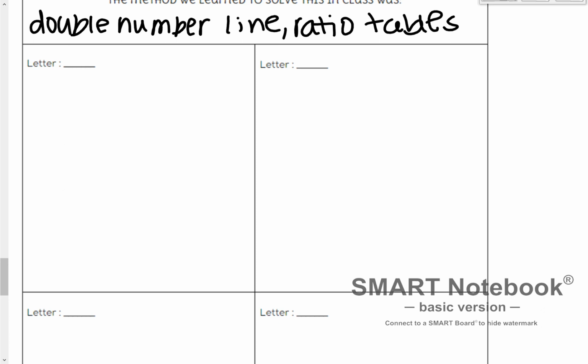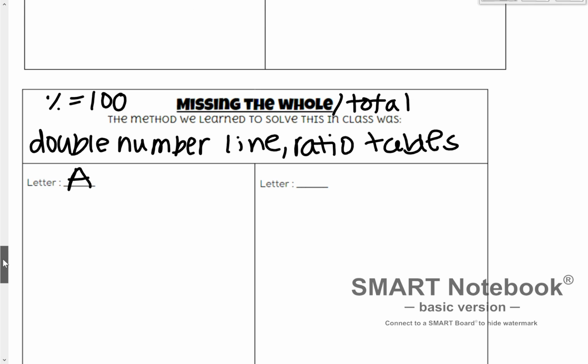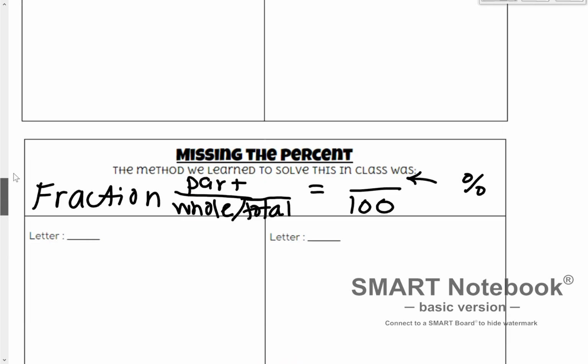Okay, this is problem A. So for the letter, we're going to write A, so that this way I know what problem you're working on. Okay, and again, in order to solve these, we use double number lines or ratio tables. I'm going to show this with a ratio table because I think that most of you preferred that way. So I'm going to do it the way most of you like to do it. If you do it in a double number line, it's going to be the same exact numbers. It's just going to look a little different.